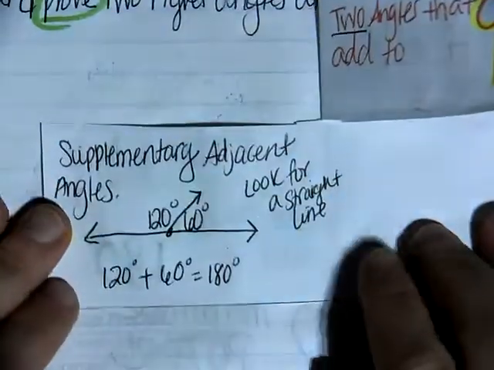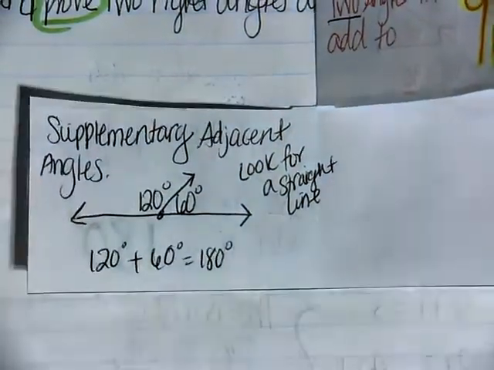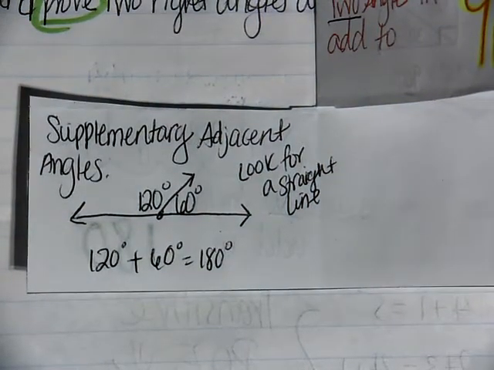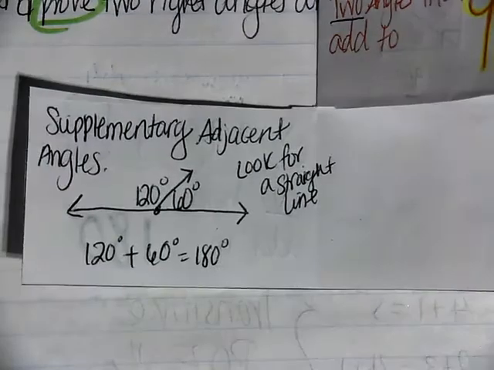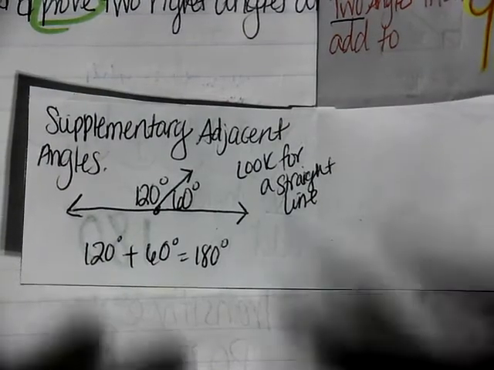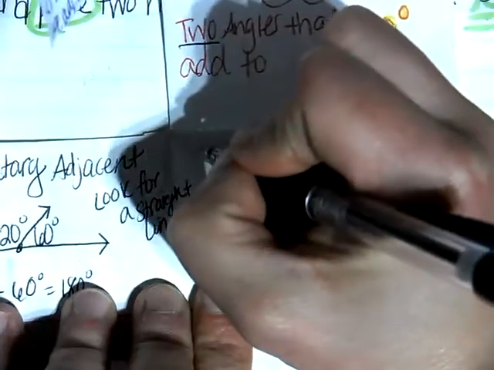And what I'm writing right here is 120 degrees plus 60 degrees equals 180 degrees. Now, supplementary angles are allowed to be non-adjacent as well. So these are some supplementary non-adjacent angles.